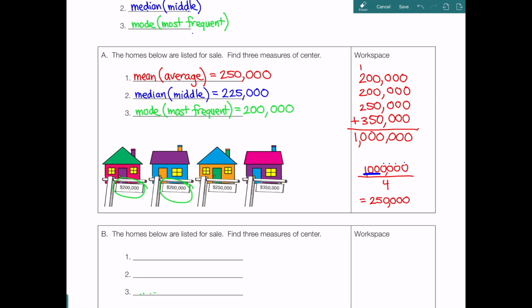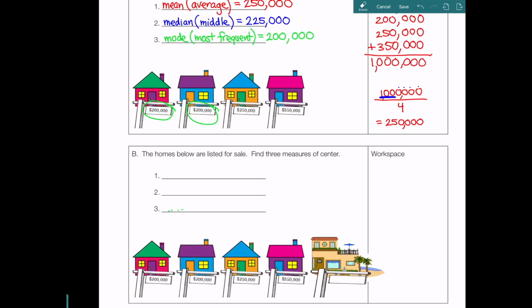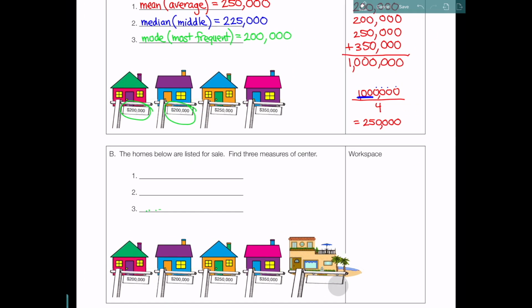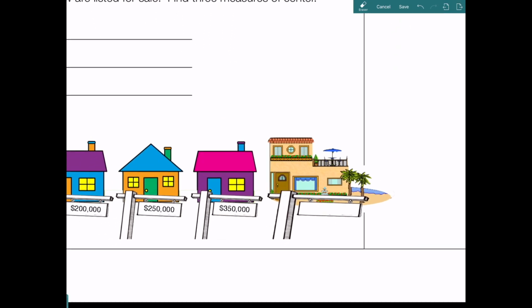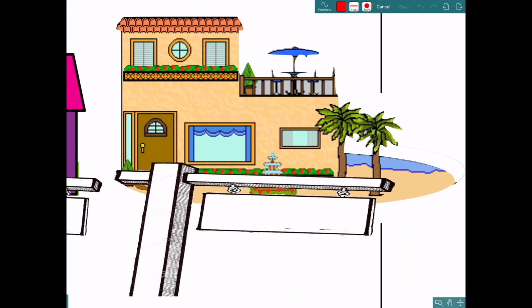Let's take a look at box B. It's the same four houses, except we're going to add one more house, this one right here. You'll notice that this house does not have a price attached to it. Go ahead and write down the price of this house. Since it's right by the beach, this house is worth $14 million.